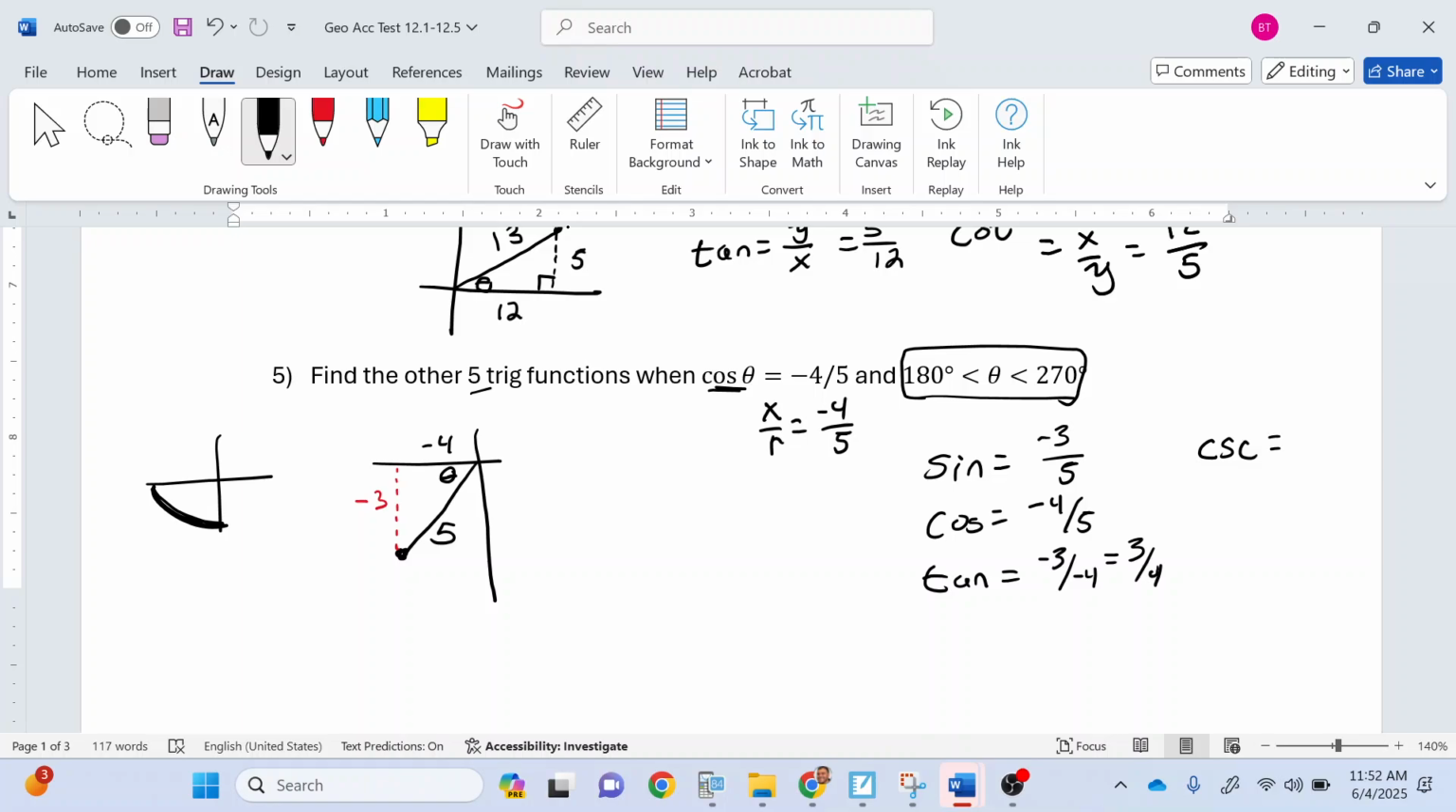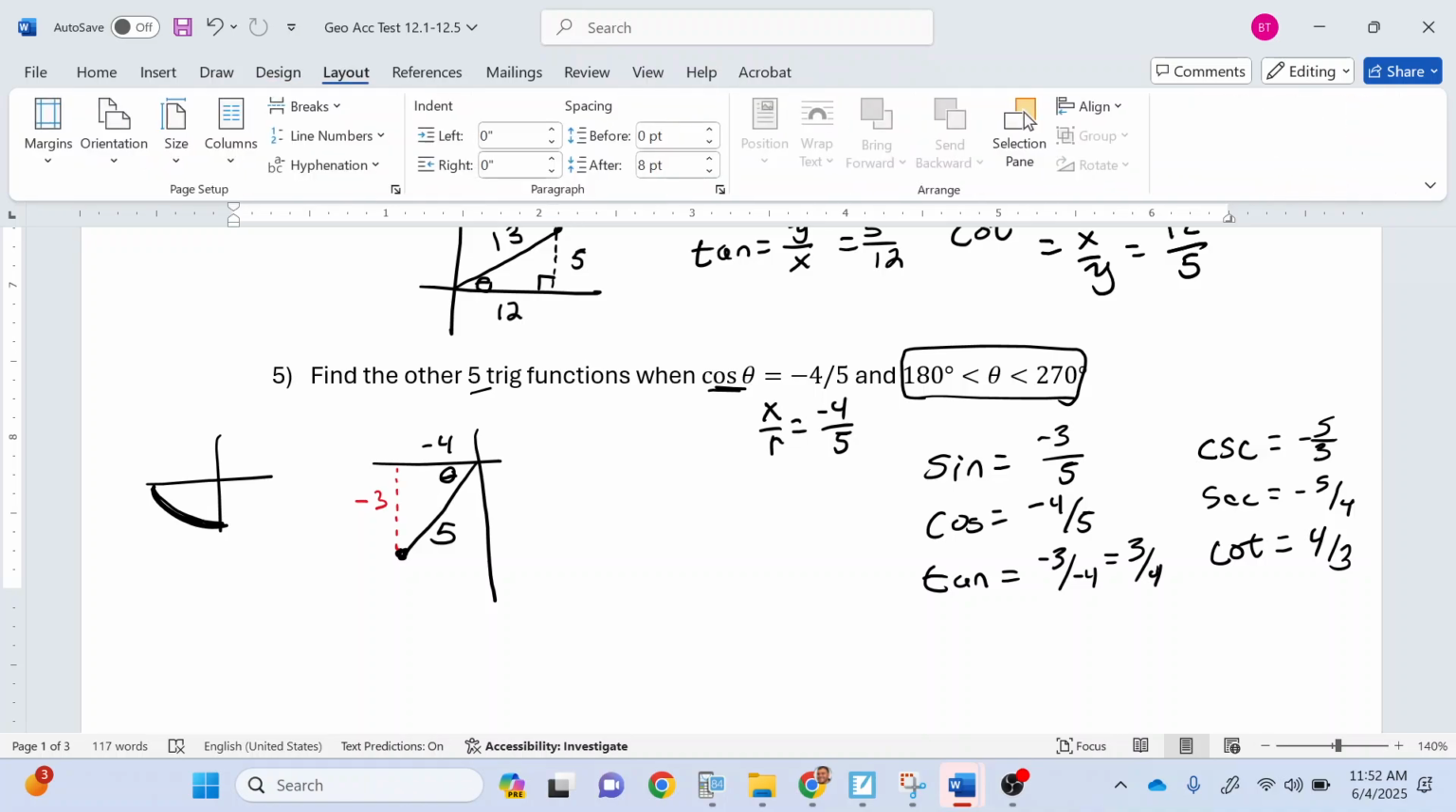So cosecant is going to be 5 over -3. Remember, the negative could go in the front of the fraction, doesn't really matter. Secant is just a flip of that, so -5 over 4. And cotangent is going to be 4 over 3. If I were making a multiple choice, I'd probably put the sine version, the tan version, the cotangent version, and probably the secant version.